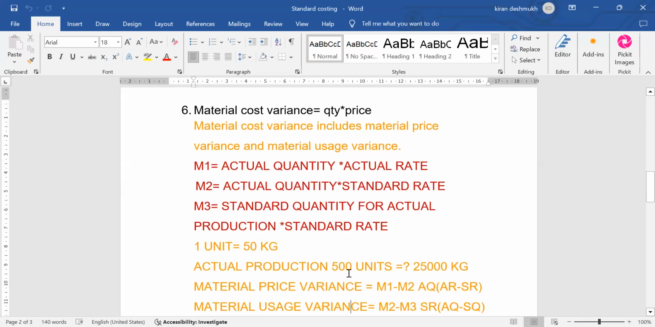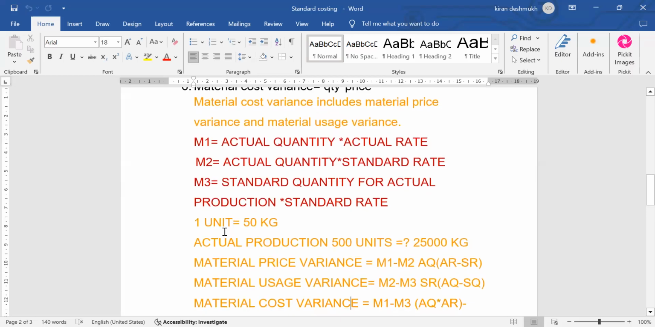One example is given over here. For example, 1 unit is equal to 50 kg. If your actual production is 500 units, and 1 unit needs 50 kg, then for 500 units, how much quantity? You will do cross multiplication, and your answer will be 25,000 kg.